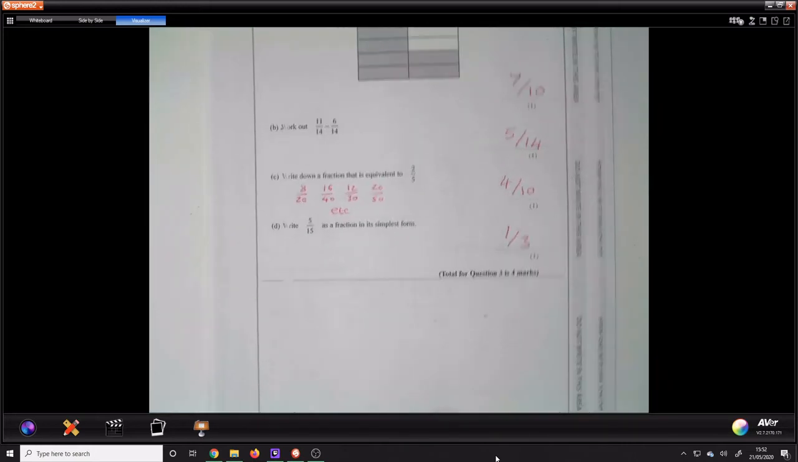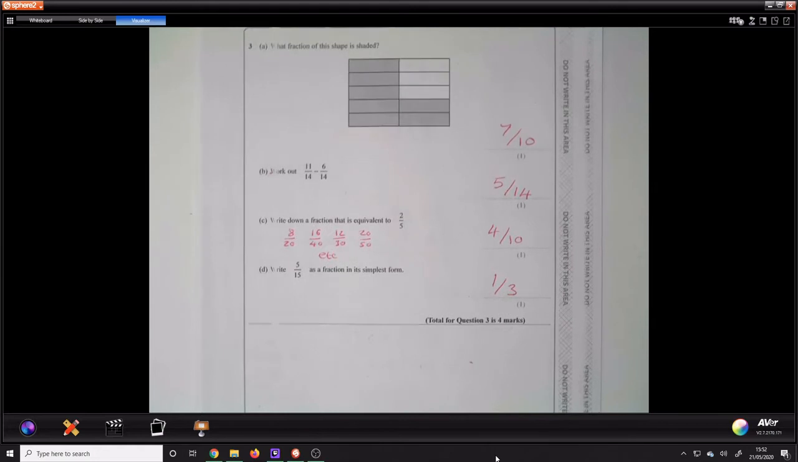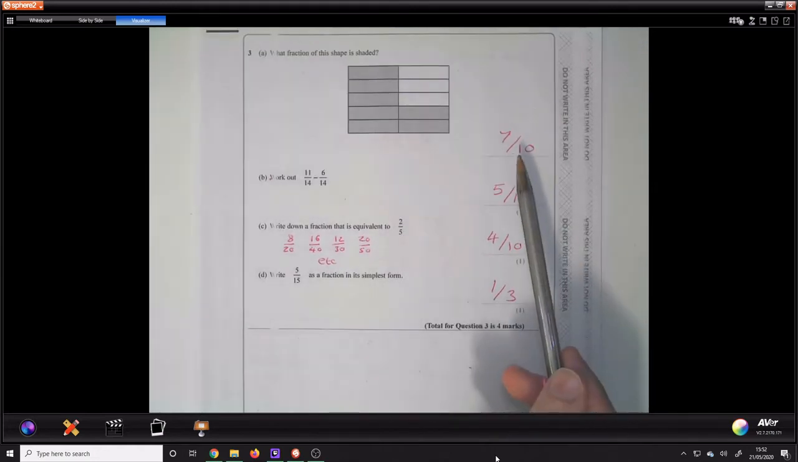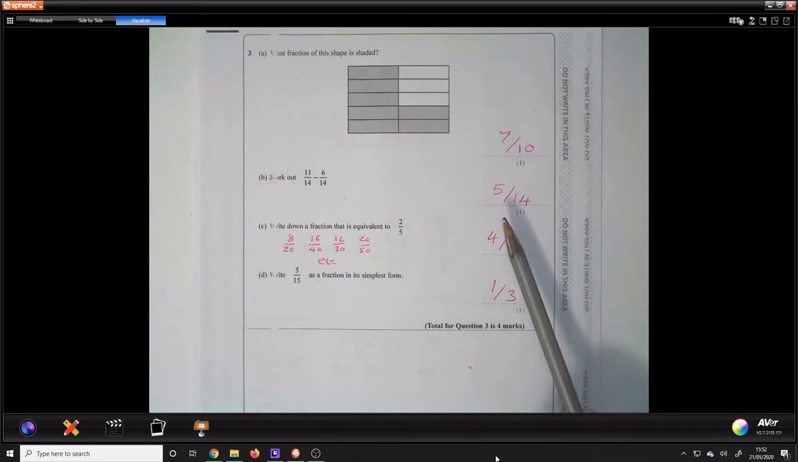Okay, question 3. You had to, what fraction of the shape is shaded? So the fraction is 7/10. Work out the subtraction there, 11/14. You subtract 6/14. The answer is 5/14.